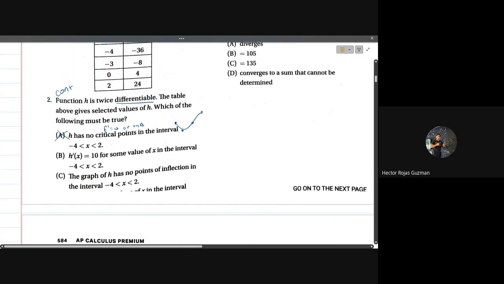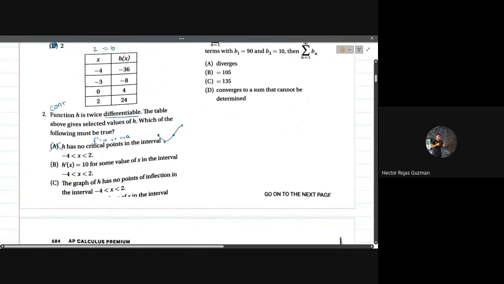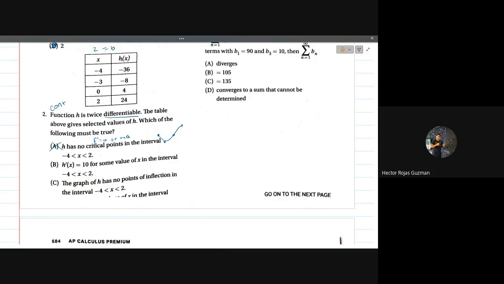Let's see. H prime is equal to 10. Well, okay. No, let me go to C first. The graph of h has no points of inflection. If I use the same sketch that I did for A, there's going to be a point where concavity switches, right? There's a counterexample already. So is C going to be true?